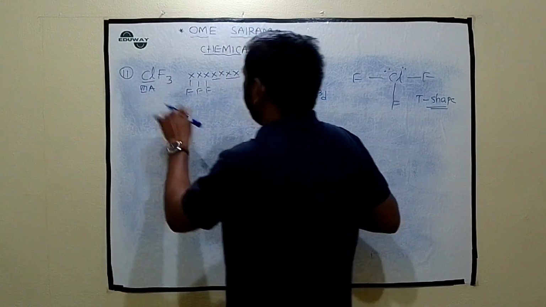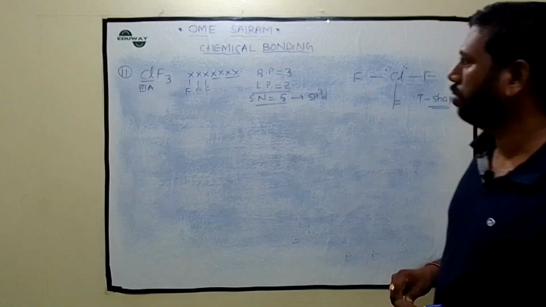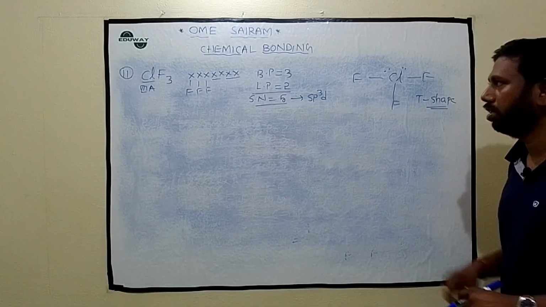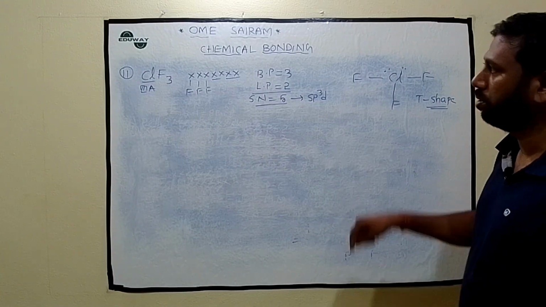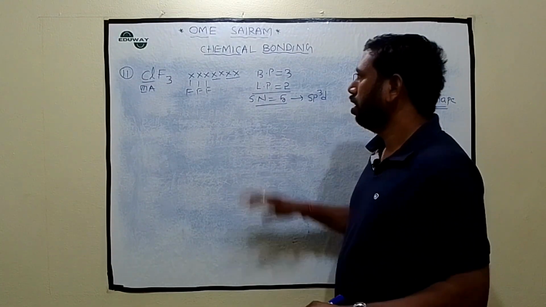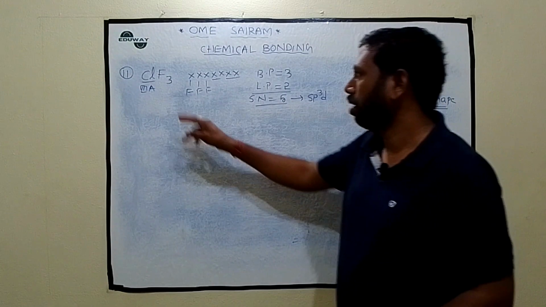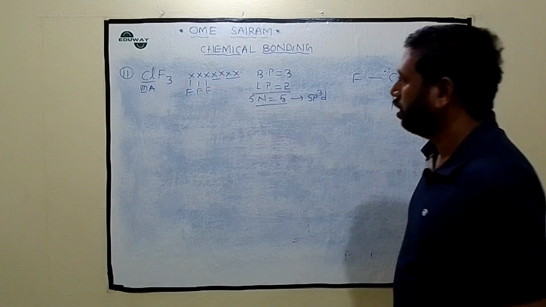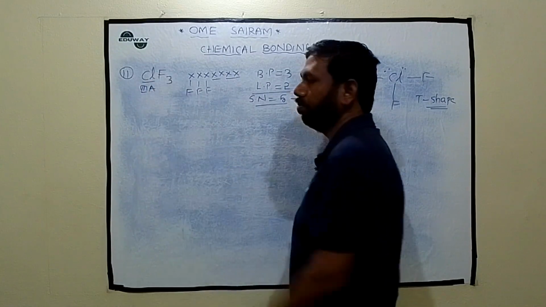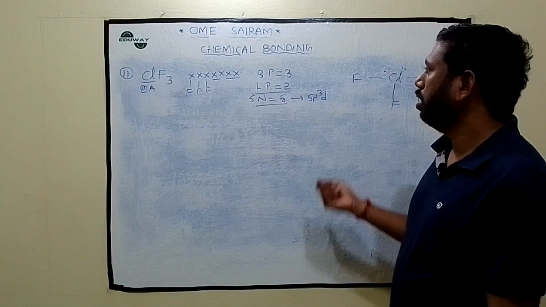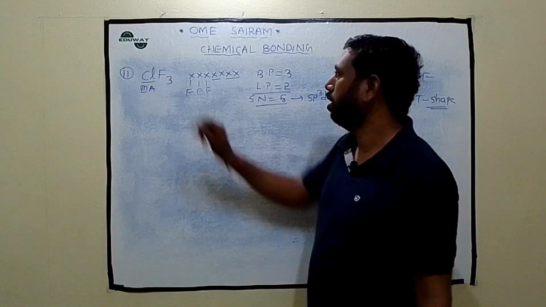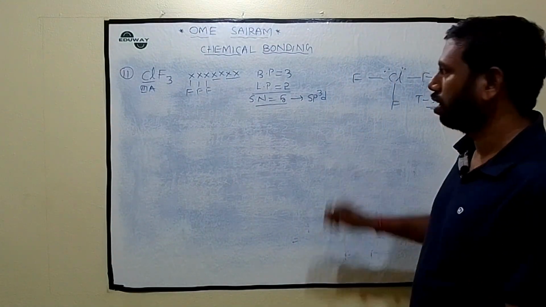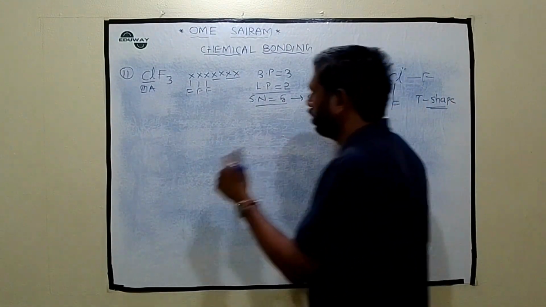In this molecule ClF3, how many bond pairs are there? 3 bond pairs. How many lone pairs? 2 lone pairs. And sometimes they will ask how many bond pairs present in ClF3 molecule. How many bond pairs present in central chlorine atom? How many lone pairs present in central chlorine atom? So they can ask like that.